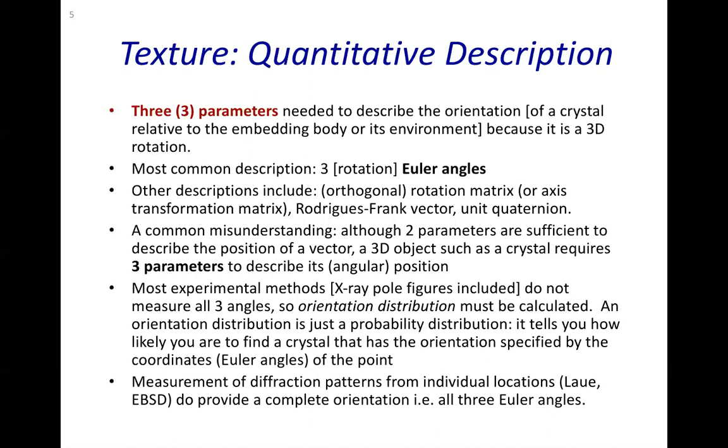Because it's a 3D rotation, we need to think about where in space one particular axis of the crystal is facing, and then the rotation about that. If we define our axis as a unit vector, we need 2 parameters to define the axis, because the third one is specified since it has to be a unit vector. And then the rotation about that axis gives us another parameter. So we need a 3D description to describe the orientation of a crystal.